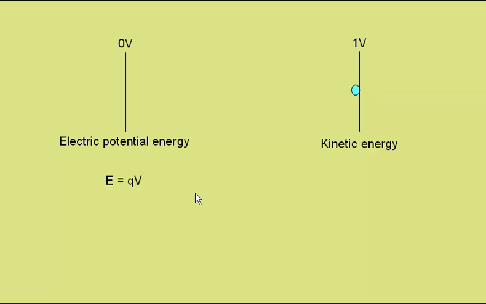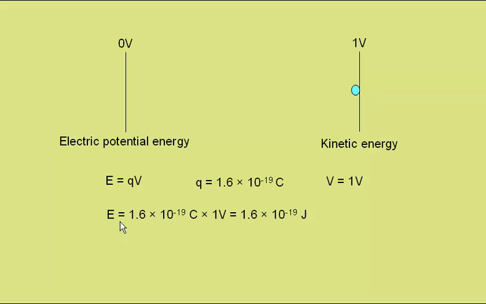Now Q in this case is just the charge on the electron. I've missed off the negative sign here, as it's just the magnitude we're interested in, of 1.6 times 10 to the minus 19 coulombs. V, the potential difference, is just 1 volt in this case. So, the energy is given by 1.6 times 10 to the minus 19 coulombs times 1 volt, which gives 1.6 times 10 to the minus 19 joules. One of those hard to imagine numbers.